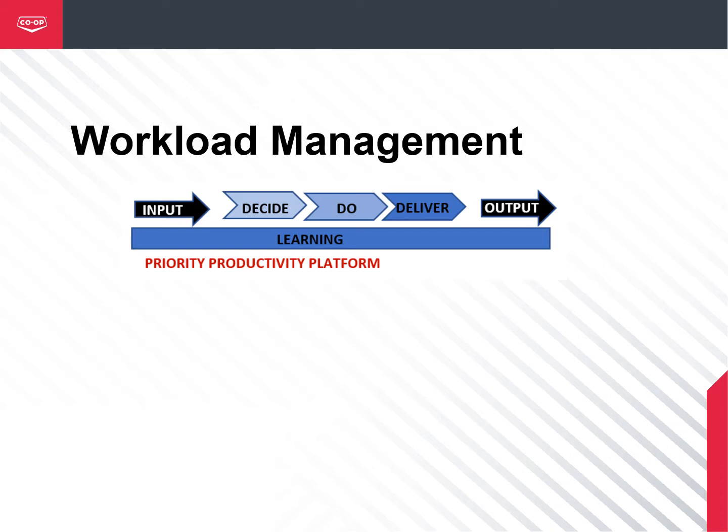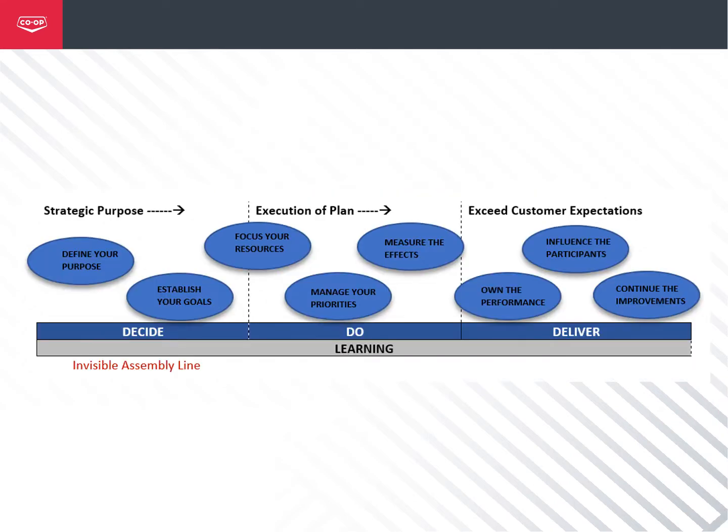We manage our workload using what's called a priority productivity platform. There are three main components of this platform, including decide, do, and deliver. Priority management has 8 distinctive processes which make up the invisible assembly line. The first section is the decide section, the planning phase. In this phase, you need to define your purpose.